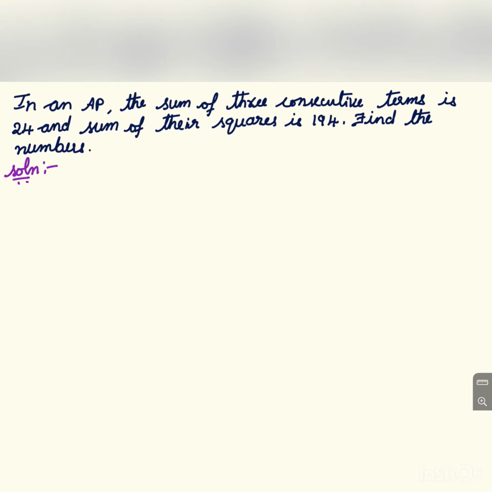In an AP, the sum of three consecutive terms is 24 and the sum of their squares is 194. Find the numbers. Now let the numbers be a minus d, a and a plus d. They have given that the sum of these three numbers is equal to 24.